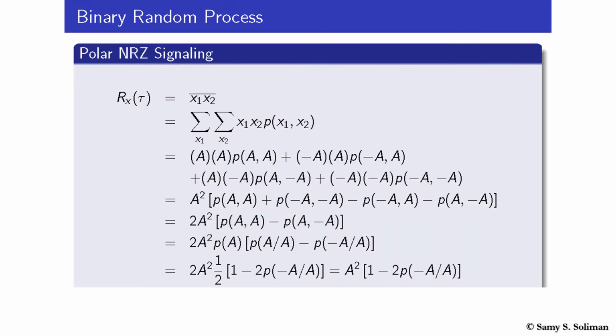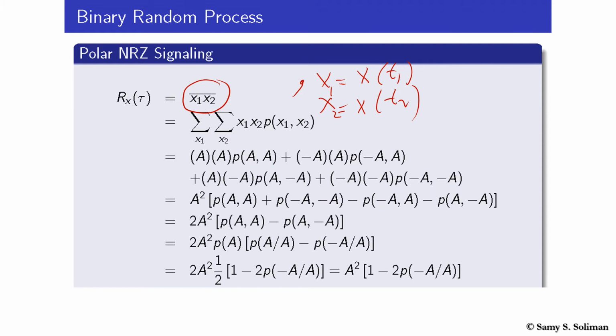In order to calculate the autocorrelation function Rx of tau of this random process for this polar non-return to zero signaling, as we used to, we take two samples arbitrarily at time t and time t plus tau, so they have time difference of tau, and then we calculate the average of the product of these two random samples. So the autocorrelation is the average of x1 times x2, where again x1 is the value of the random process at time t1 and x2 is the value of the random process at time t2.